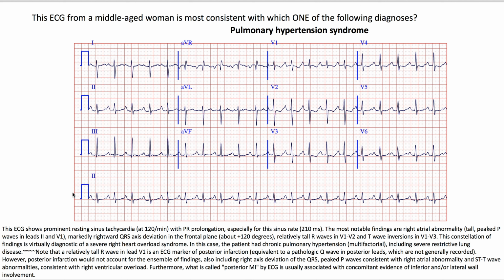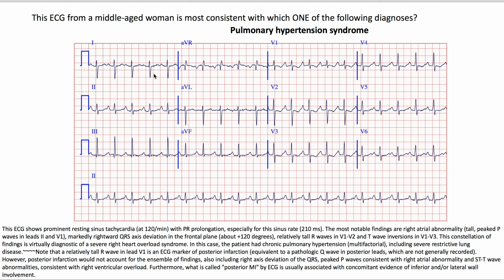This ECG shows prominent resting sinus tachycardia at a rate of about 120 beats per minute. There's PR prolongation, especially for the sinus rate, at about 210 milliseconds. The most notable findings are right atrial abnormalities. We see in leads 2 and in V1 that there are tall peaked P waves.